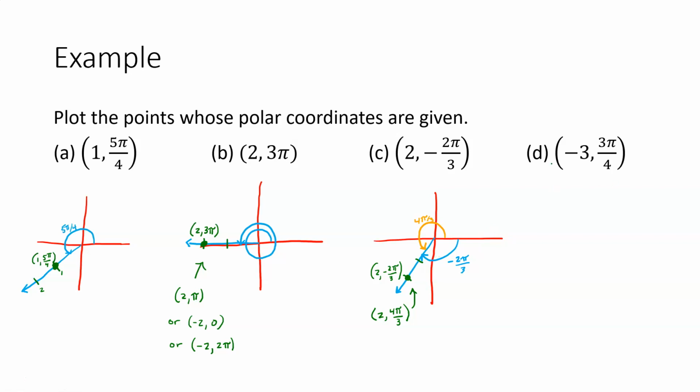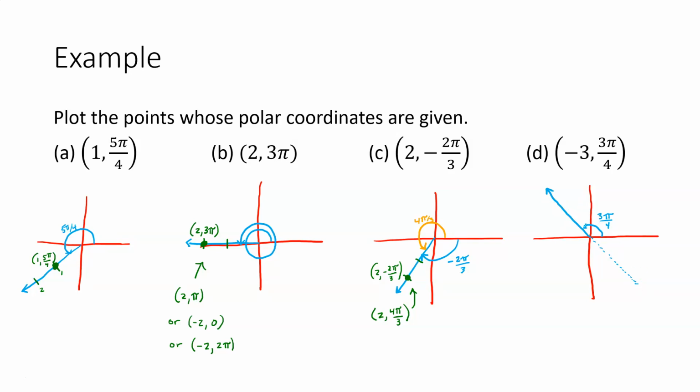And then the final one here is looking at the point negative 3 comma 3 pi over 4. So now it's got a negative radius. Let's think about where this point might land. Since it's an angle of 3 pi over 4, that's going to take us to an angle here in quadrant 2, right down the middle. However, because it's got a negative radius, we're going to be on the opposite side of that angle. So if we extend that line onto the opposite side, we're going to get a point now in quadrant 4.